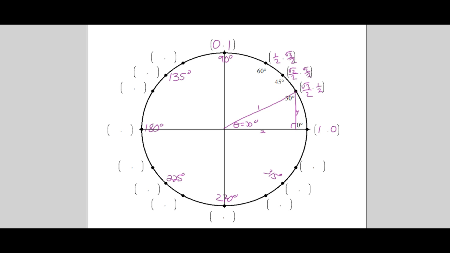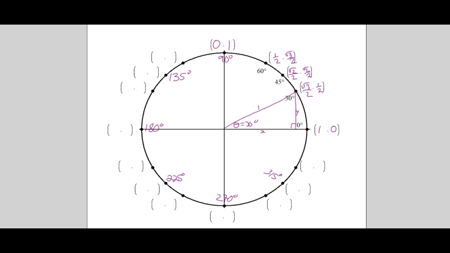So the circle split into 4 parts. Unit circle split into 4 quadrants, right? So 0, 90, 180, 270, back to 0 or 360. Split that in half, 45. Split this one in half, 135. This one in half, 225. This one. Okay, now we'll just count by 30.